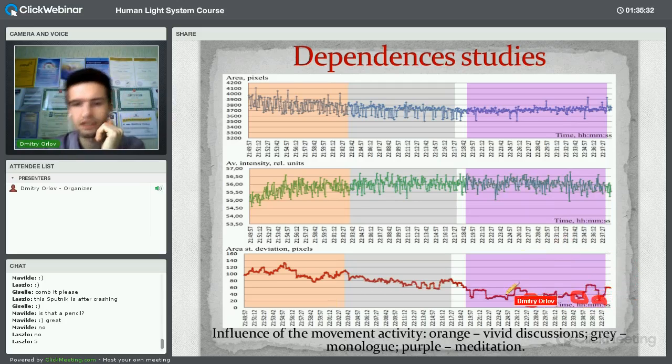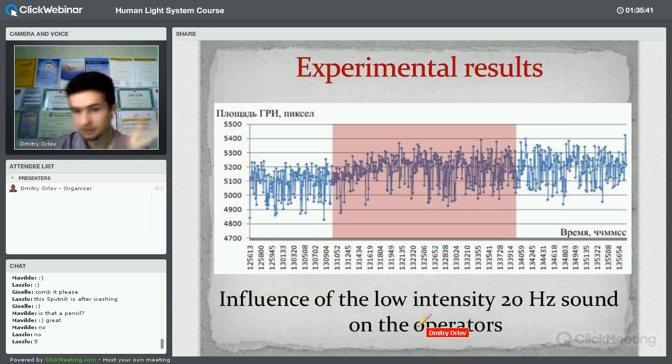So it means that the results are not even about the movement activity of the person. So we were trying to test all these things.